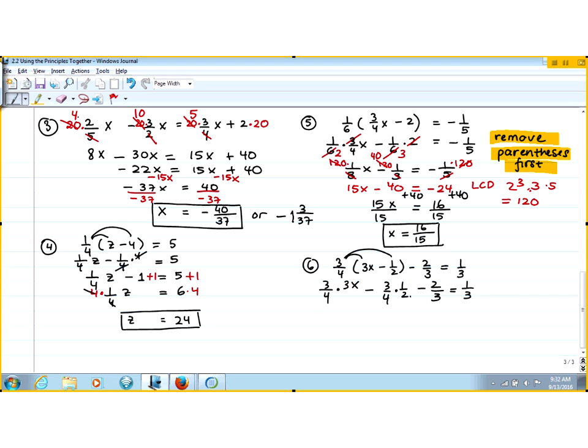Let's see. Can we simplify 3 and 4? No. 1 and 4? No. 3 and 2? No. So we just multiply. What do we have here? 9x over 4 minus 3 over 8 minus 2/3 is equal to 1/3. All right.